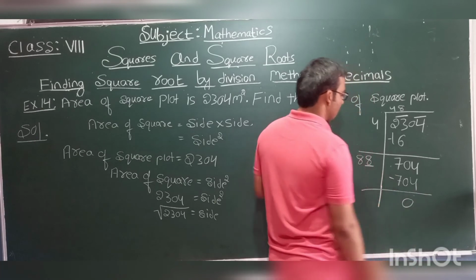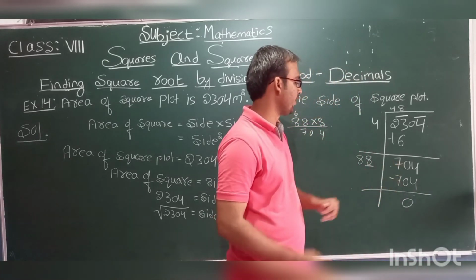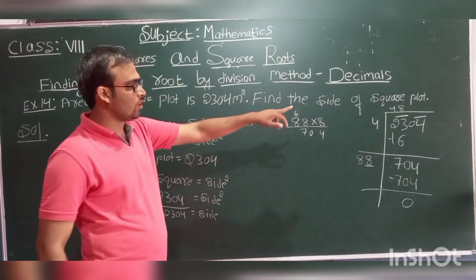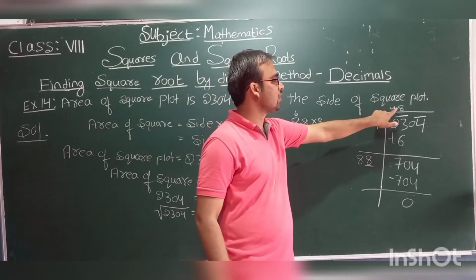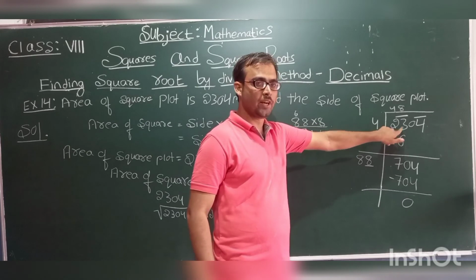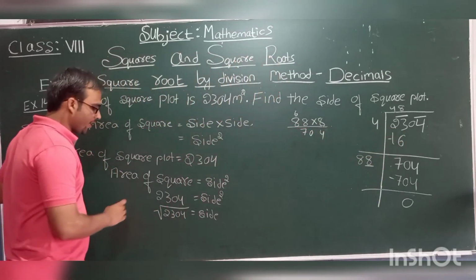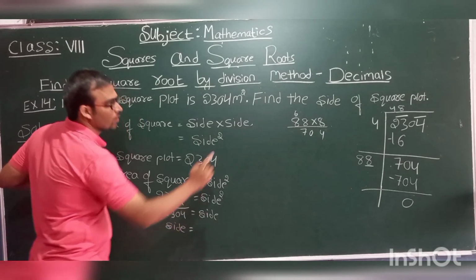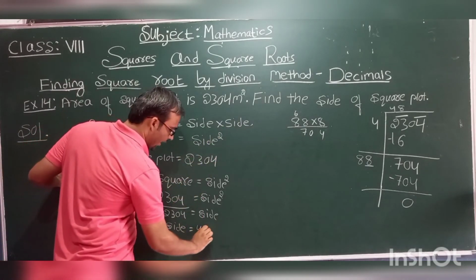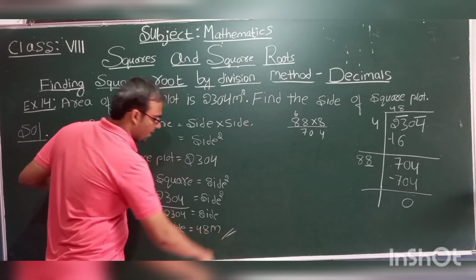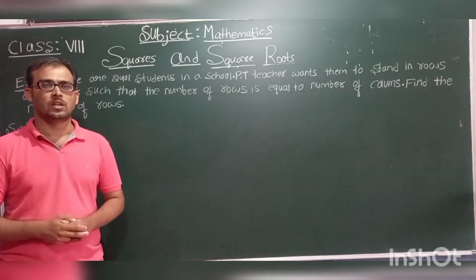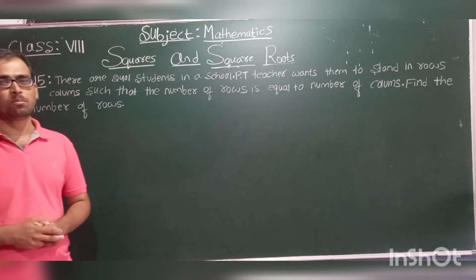Okay. 704 minus 704 is what? 0. Next, what is the quotient there? This will be the square root of 2304. Then what can we write? So it is equal to what? 48 meter. So here the side of this square field is 48 meter. Now students, let us solve the 15th example problem.